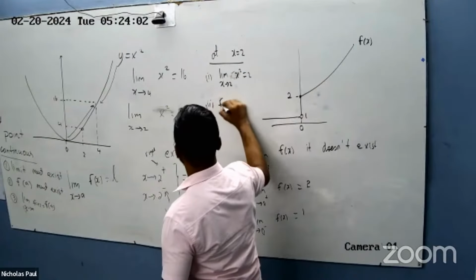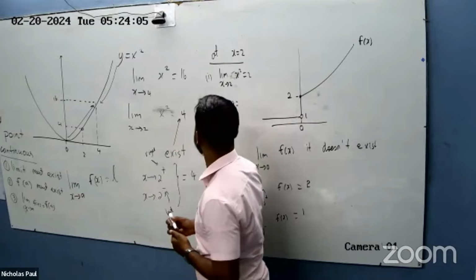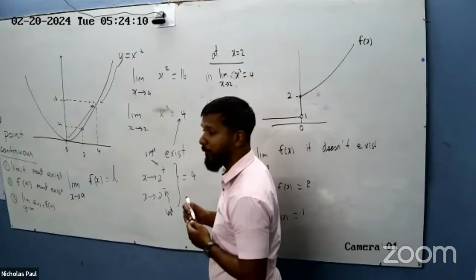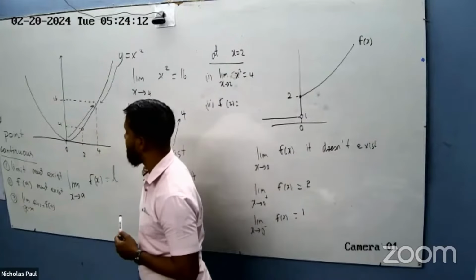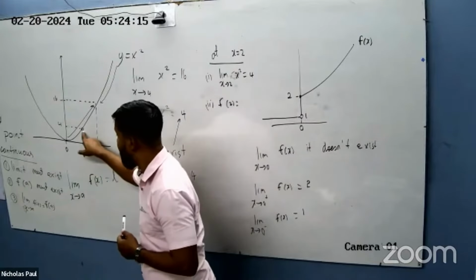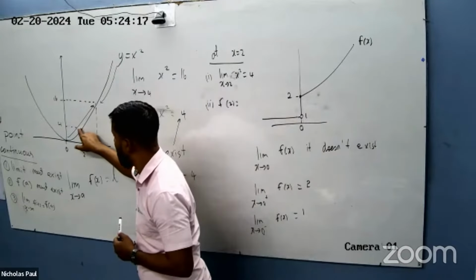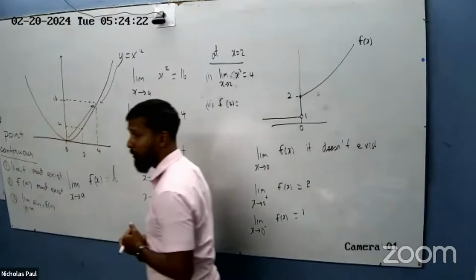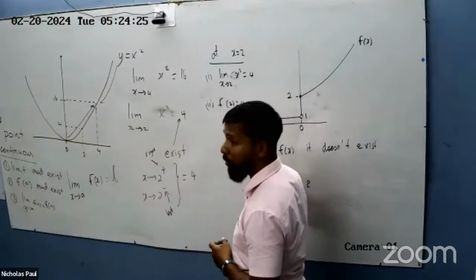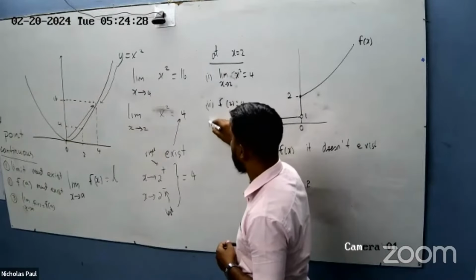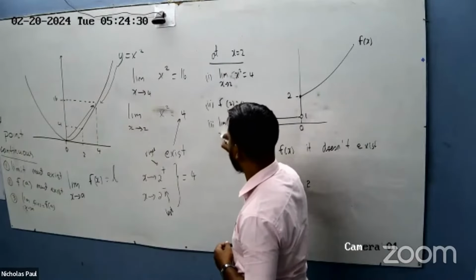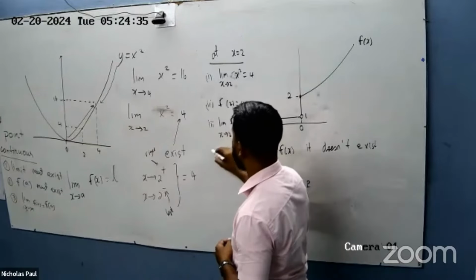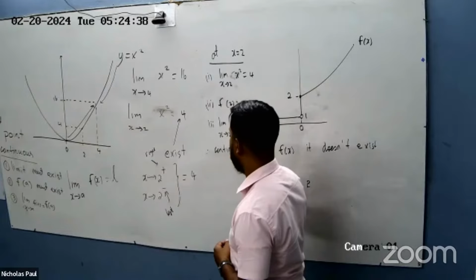Shivish, what is f of 2? F of 2 is what? When I plug 2 in here, what is it? It's 4. Is it solid or hollow? So it's solid, right? So f of 2 is 4. Are they equal? The limit as x approaches 2 of x squared is equal to f of 2. Therefore, continuous.